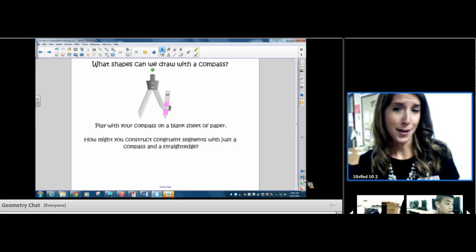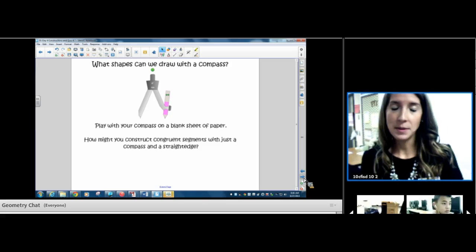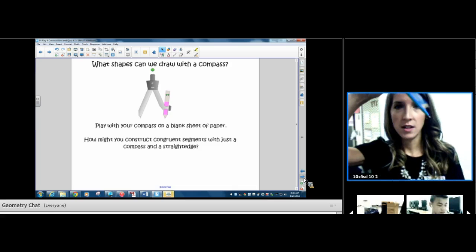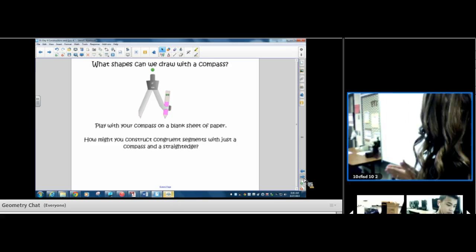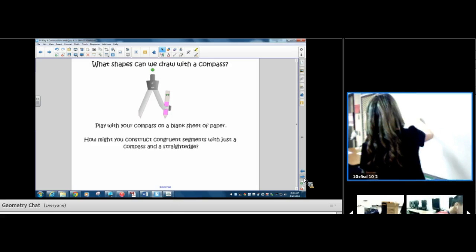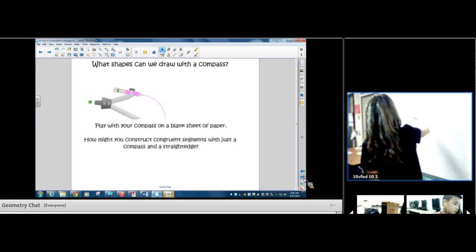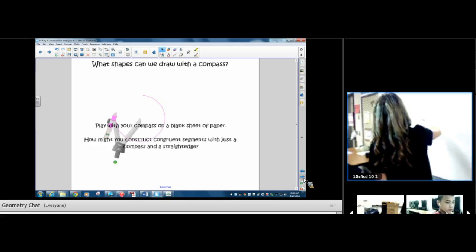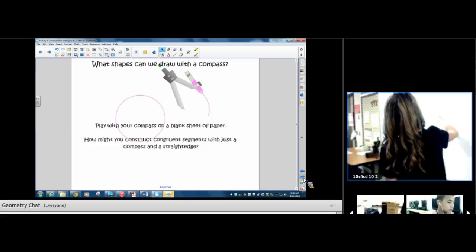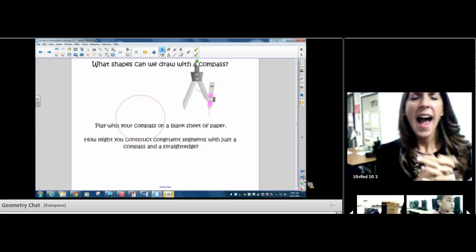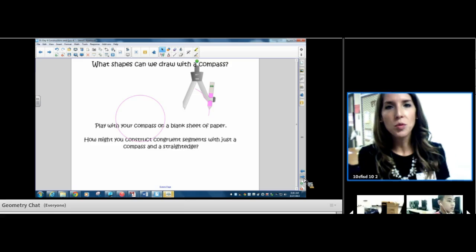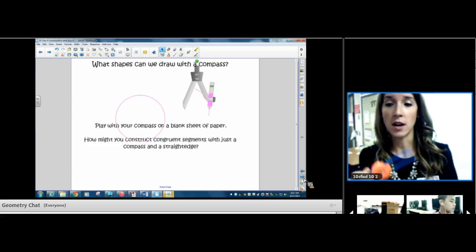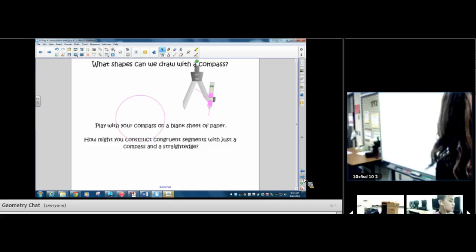Okay? What shapes can we draw with a compass? If we had a lot of time, I would tell you to just get an empty sheet of paper and play with your compass, move it around. We don't have a whole lot of time. But as you can imagine, a compass draws things like circles, or if you don't go all the way around, it draws things like an arc. How could we use just this guy to construct congruent segments? That's what we're going to figure out through our practice worksheet today.